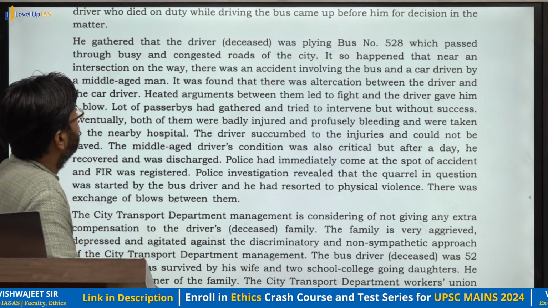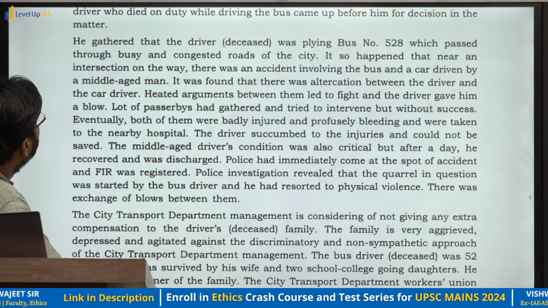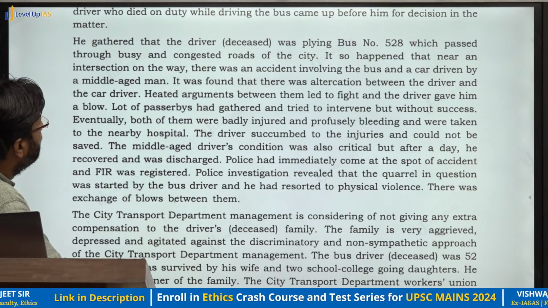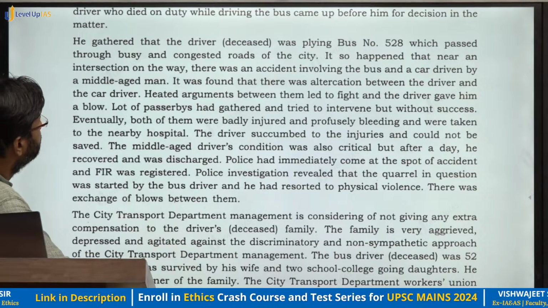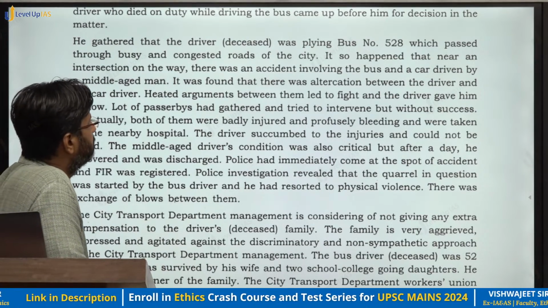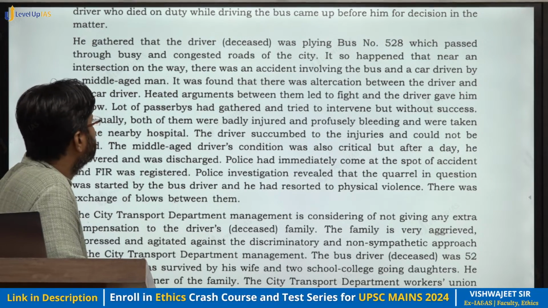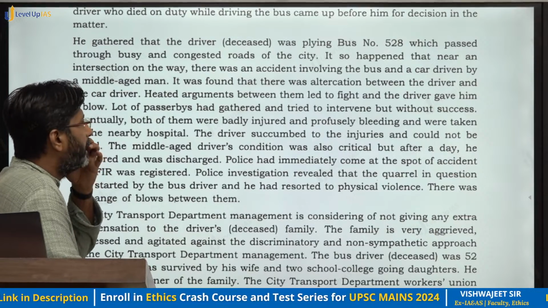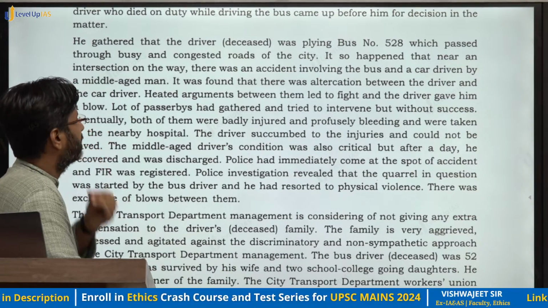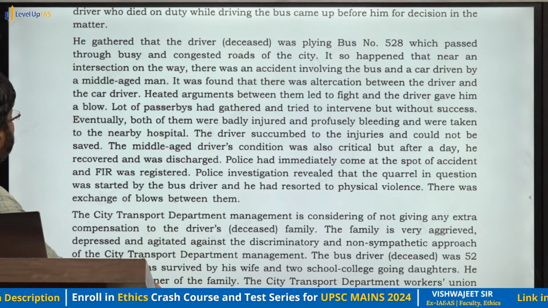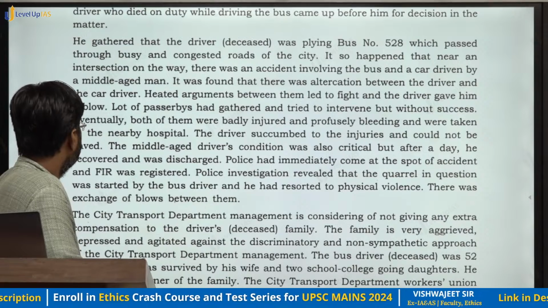It also happened that near an intersection on the way, there was an accident involving the bus and a car driven by a middle-aged man. It was found that there was an altercation between the driver and the car driver. Heated arguments between them led to a fight and the driver gave him a blow. A lot of passersby had gathered and tried to intervene, but without success. Eventually, both of them were badly injured and profusely bleeding and were taken to the nearby hospital. The driver succumbed to the injuries and could not be saved. The middle-aged driver's condition was also critical, but after a day he recovered and was discharged.